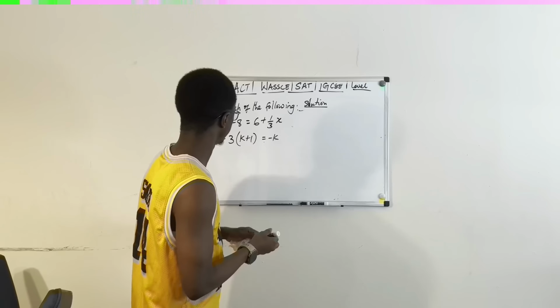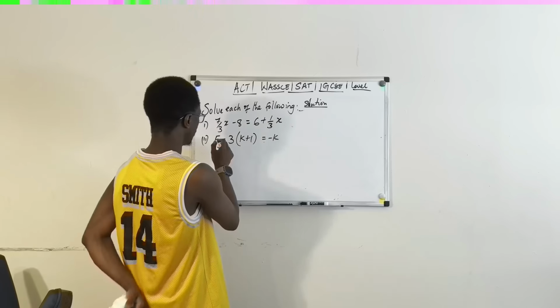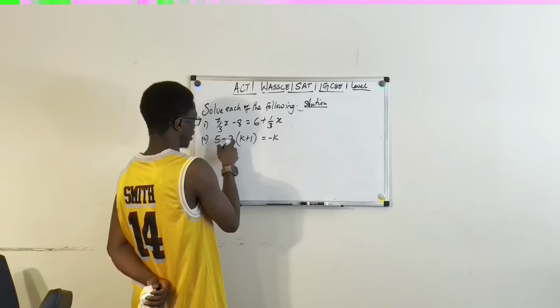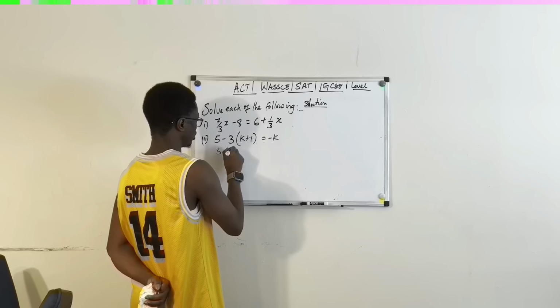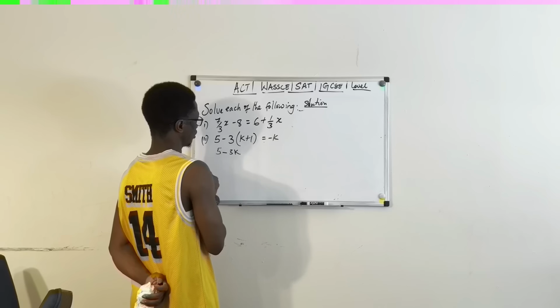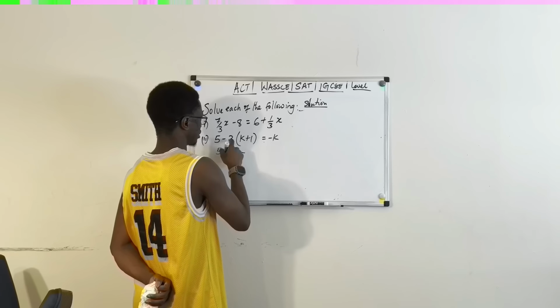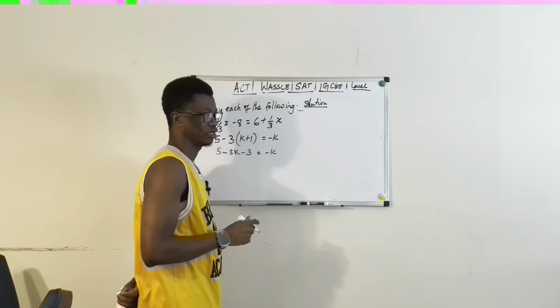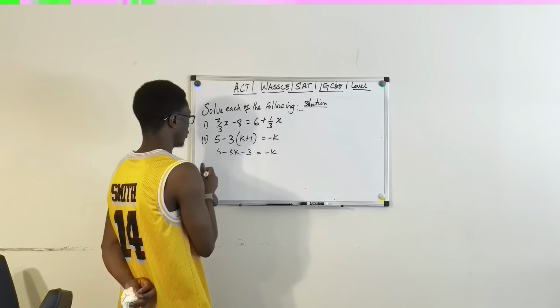The next question says, so for this one, we clear the bracket. We say 5 minus times plus is minus, 3 times this becomes 3k. Okay, minus times plus is minus, 3 times this becomes 3 equals minus k. This is easy, right? So now we collect like terms.